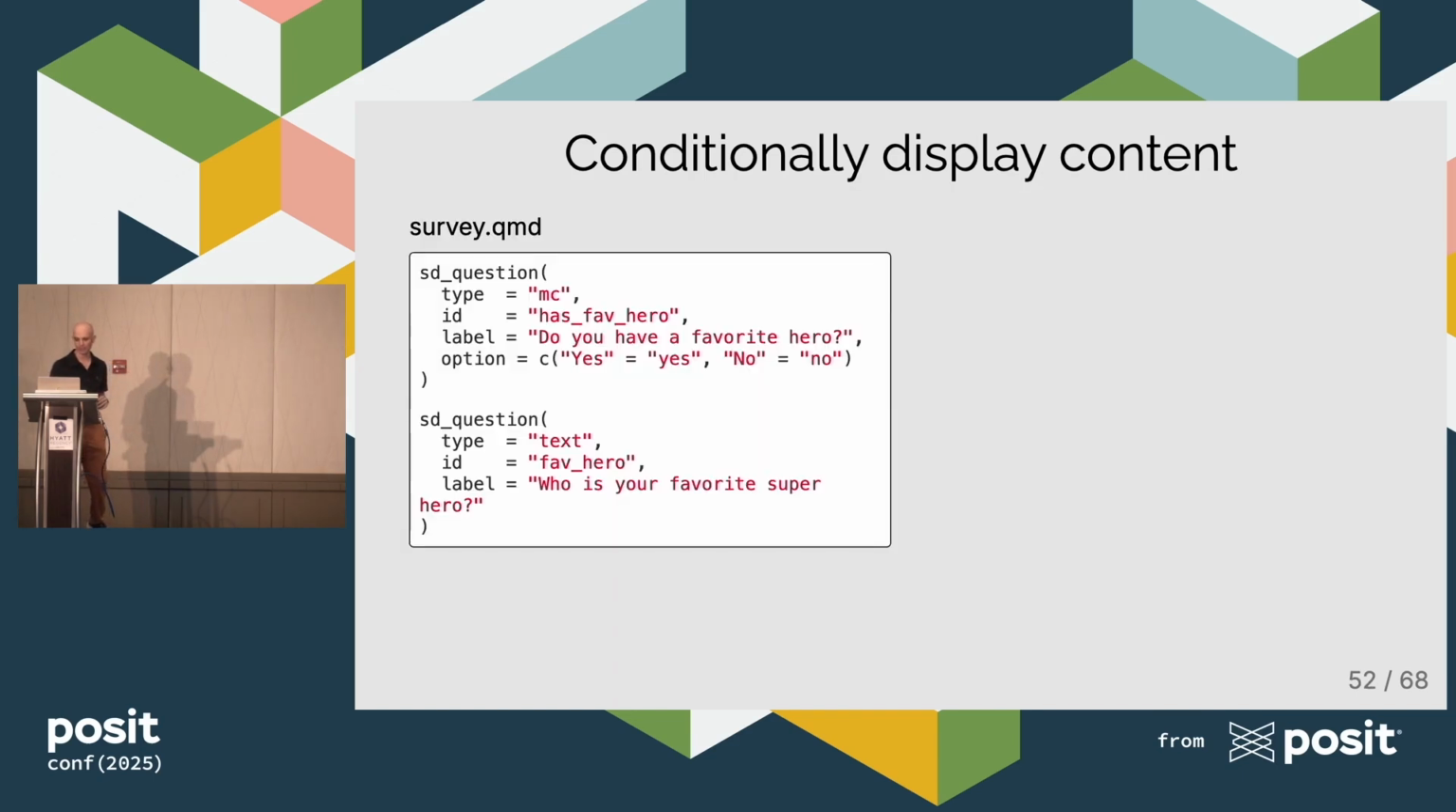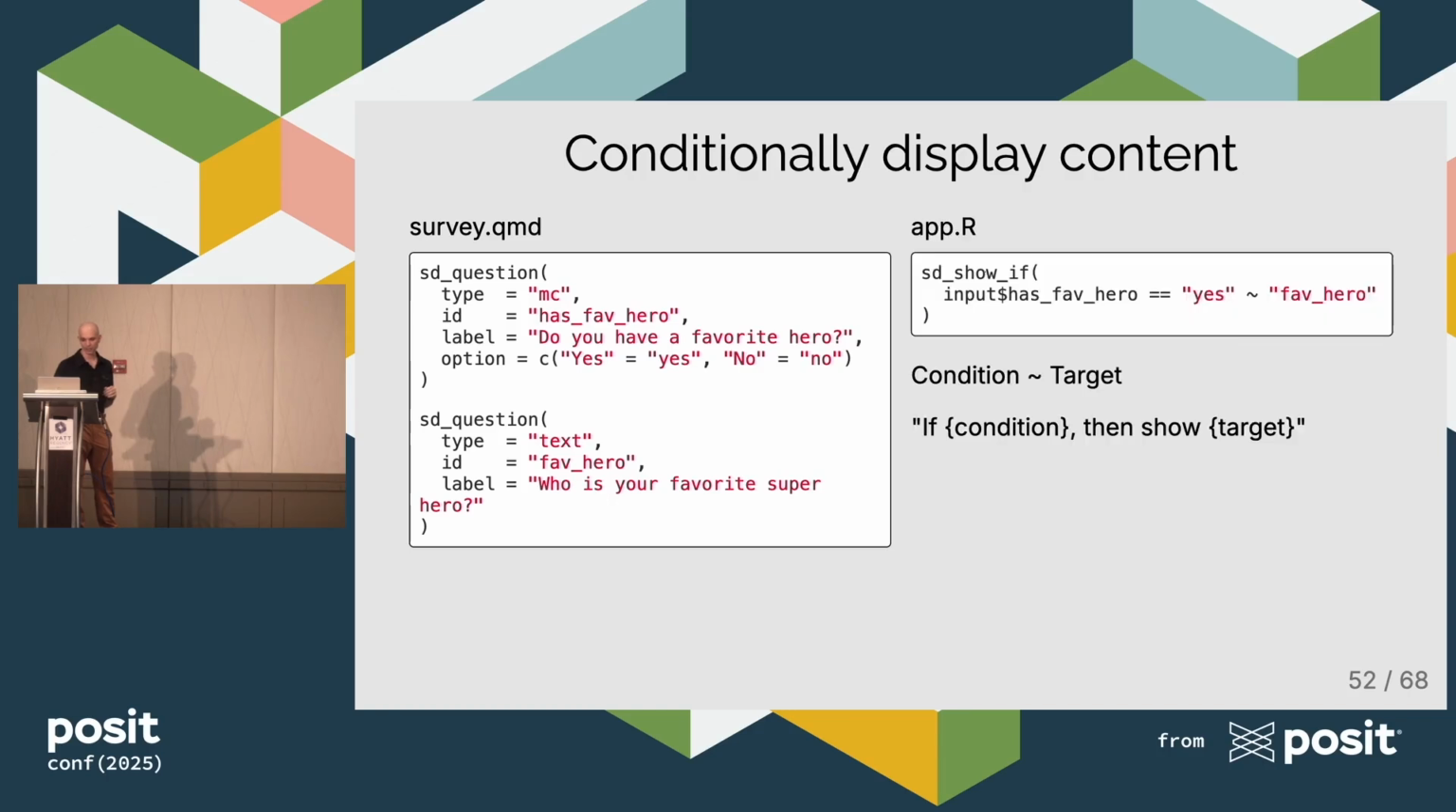So to do this, first of all, you have to define both questions. So we have sd_question called two different times, a multiple choice question, and then a text question. And then for that second question over in the app, we made a function called sd_show_if. And the logic here is that you have some kind of logical condition on the left side, a little tilde, and the target question on the right.